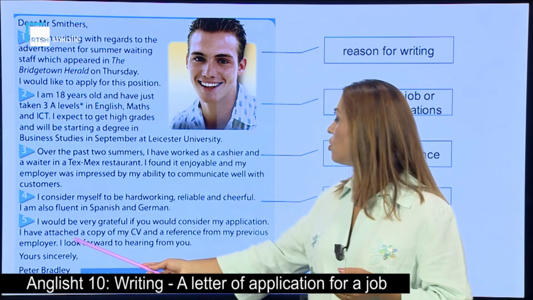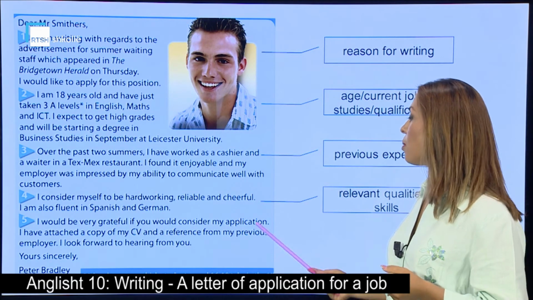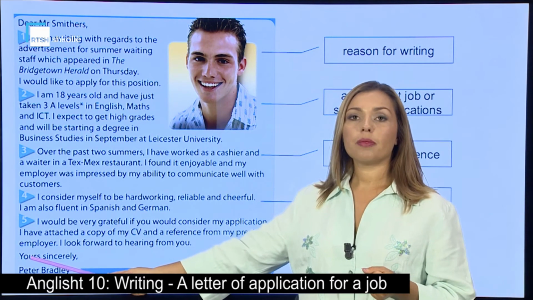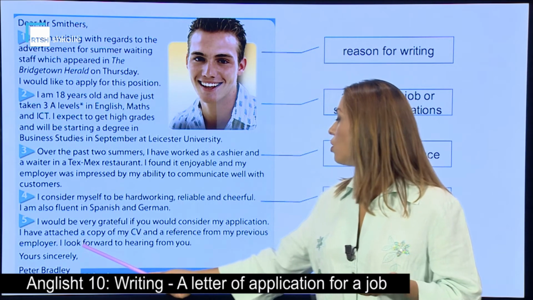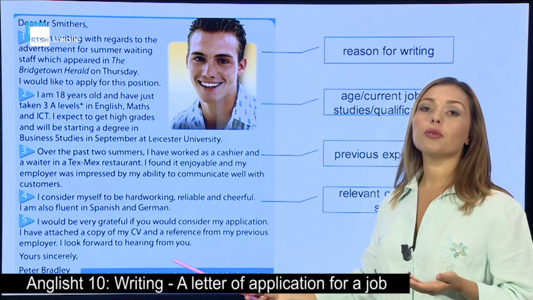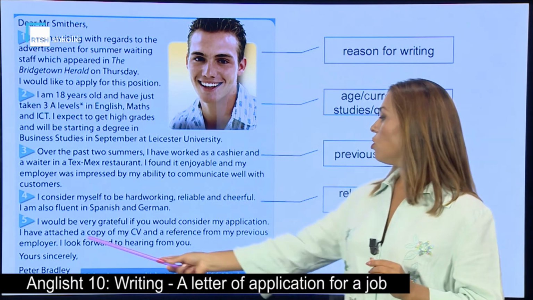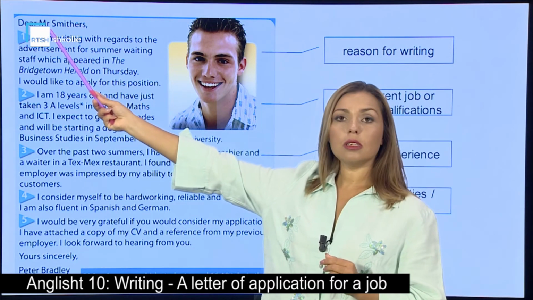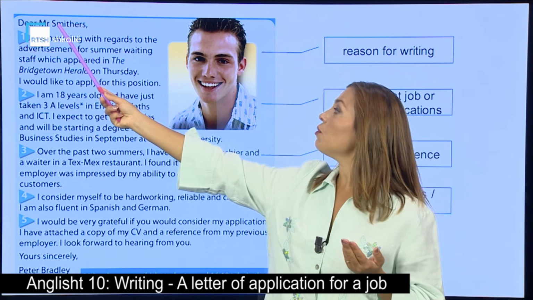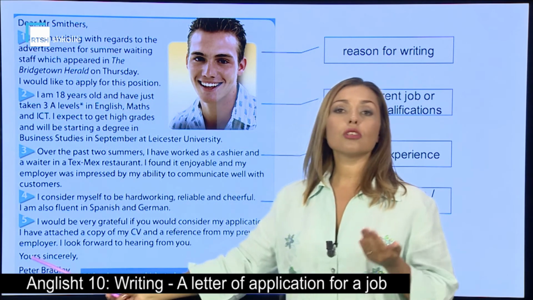I have attached a copy of my CV and a reference from my previous employer. And in the end, what would we like from him? I look forward to hearing from you. Again, we're using these formal expressions. Yours sincerely, because we know the person. If we didn't know, and if it was dear sir or madam, then we would end with yours faithfully.